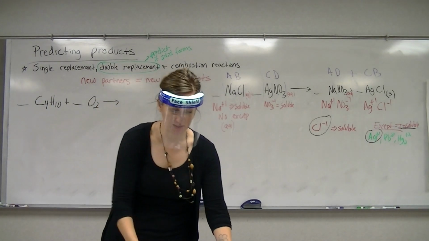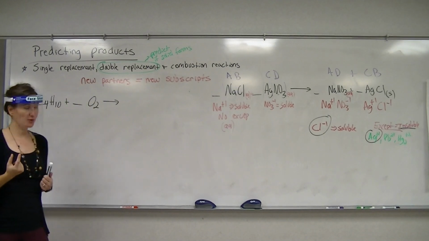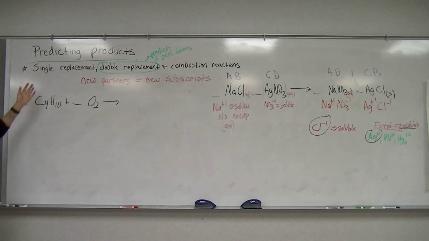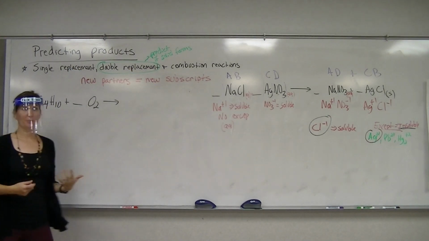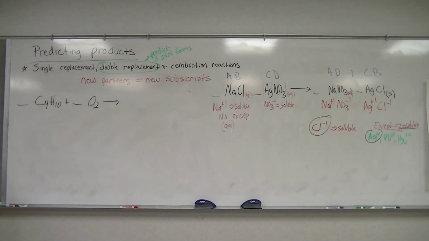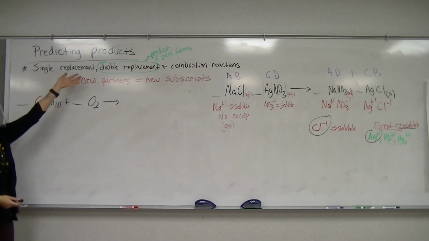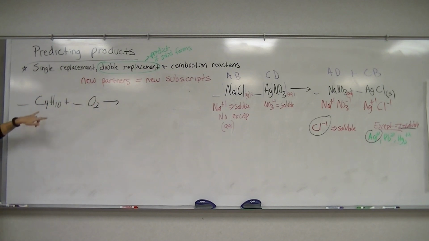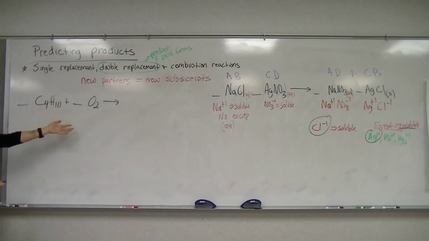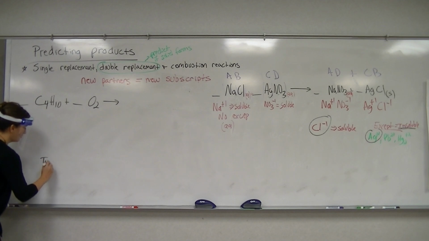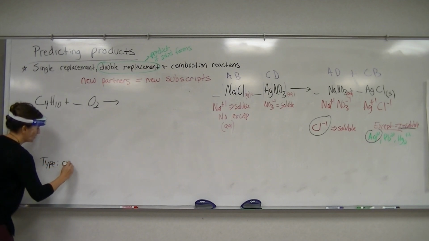All right, so let's predict the products for this one. In order to predict the products, it's very useful to know the type. And since we're only predicting products for these three types, that helps narrow it down a little bit. It is a combustion, right? We know it's not synthesis or decomp just for the fact that that's not one of our choices. It's a hydrocarbon with oxygen. It's not single, it's not double. So for the type, I'm going to put combustion.